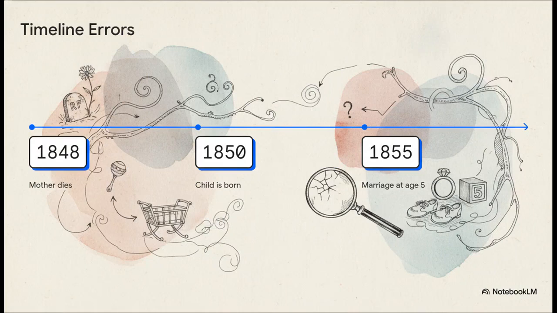I love this one because failing to build a simple chronology leads to some frankly hilarious logical impossibilities. Think about it. A mother dies in 1848, but somehow has a child in 1850. And then someone gets married in 1855 at the ripe old age of 5. It sounds crazy, but if you randomly add life events to a tree without plotting them out chronologically, this is exactly what happens. A simple timeline instantly reveals these glaring errors and literally saves your research from ruin.